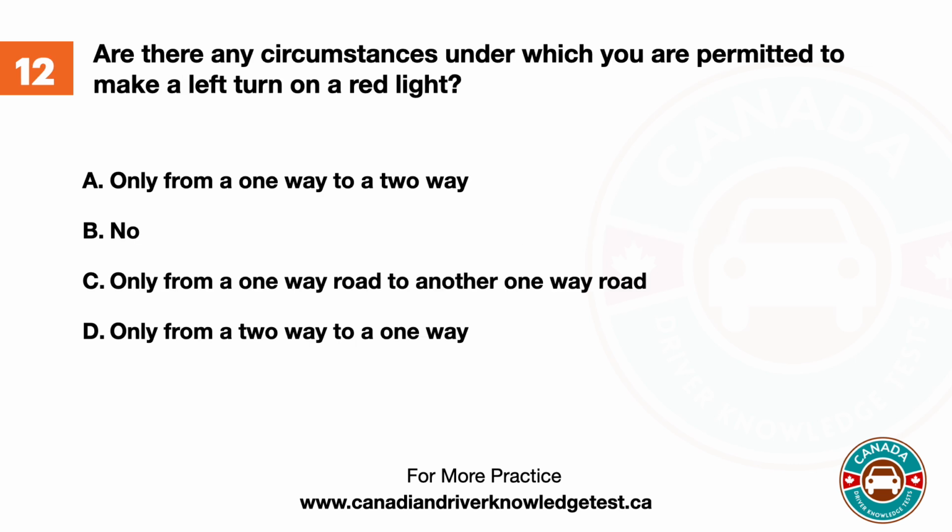Question 12. Are there any circumstances under which you are permitted to make a left turn on a red light? A. Only from a one-way to a two-way. B. No. C. Only from a one-way road to another one-way road. D. Only from a two-way to a one-way. The answer is C. Only from a one-way road to another one-way road.